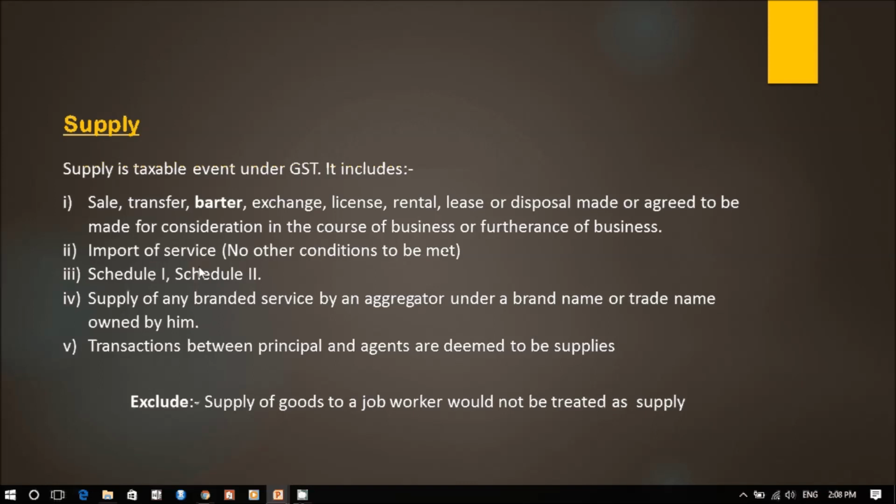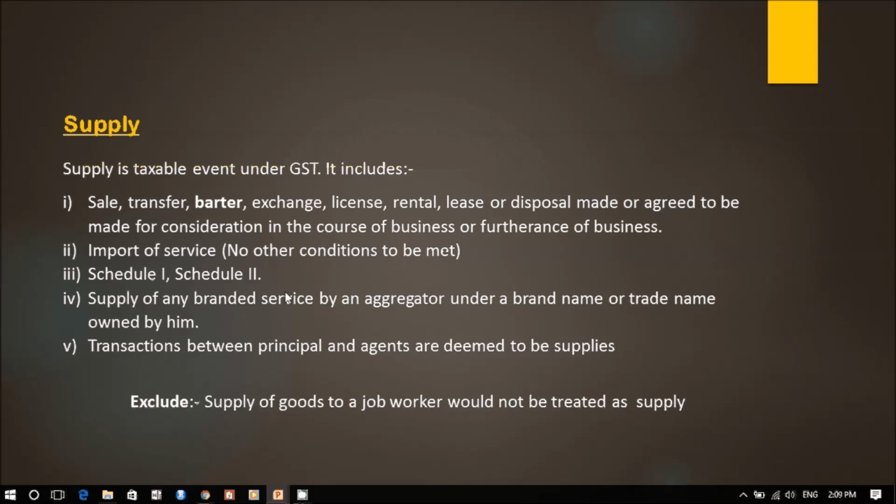Import of service would be deemed to be supply, irrespective of any condition to be met. Under the basic, we would see that consideration is the major part. There should be consideration and it should be in the course of business or the furtherance of business. These things are not needed for the import of the service. Now the things, schedule 1 and the schedule 3.